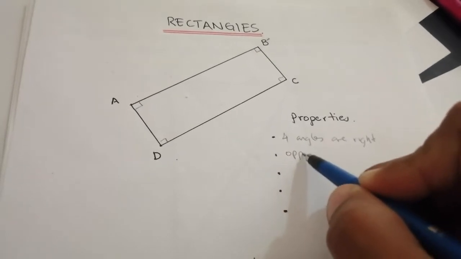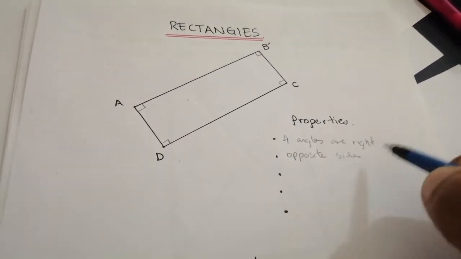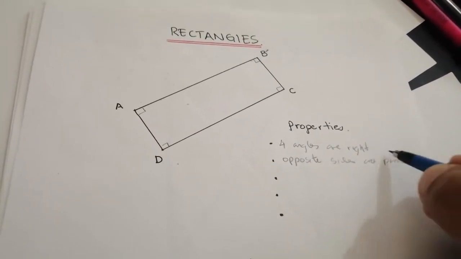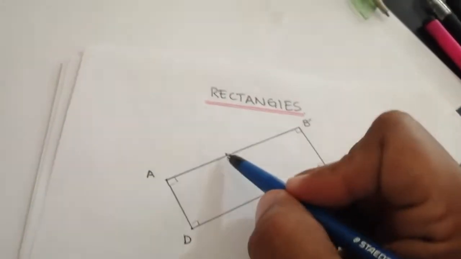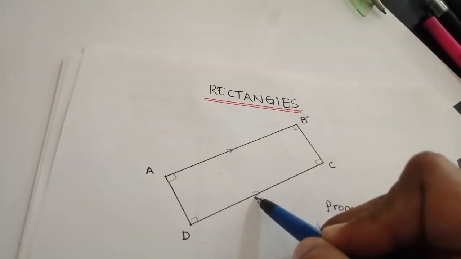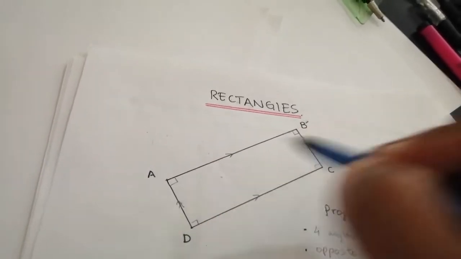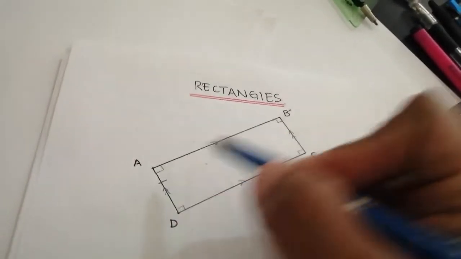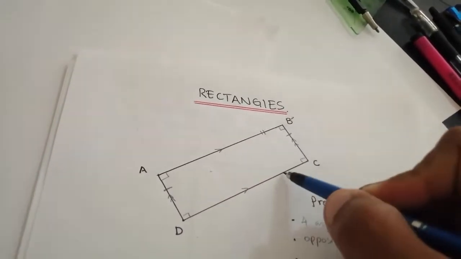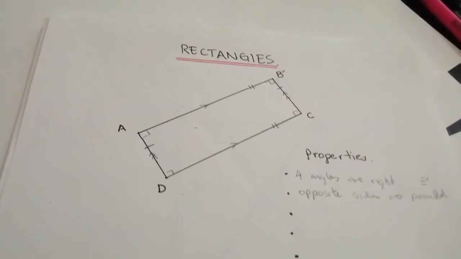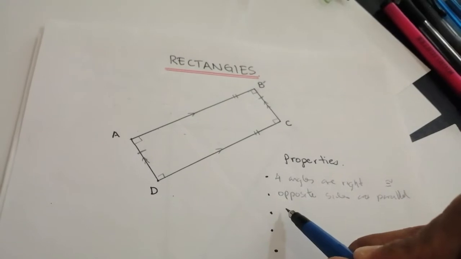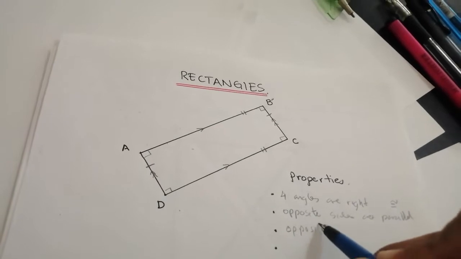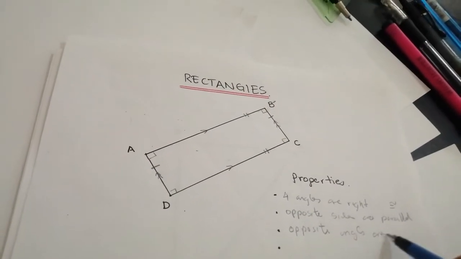Then opposite sides are parallel, and also they are congruent. So that means that AB and DC are parallel. Same with AD and BC. So the opposite sides are parallel, and at the same time they will be congruent. They measure the same, they have the same length. Now we also have that opposite angles are congruent.